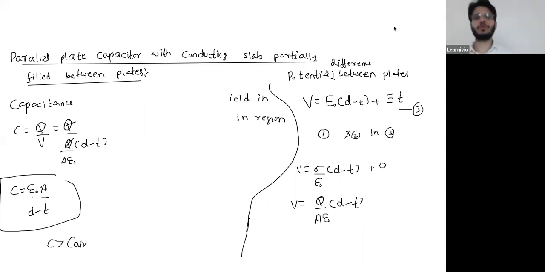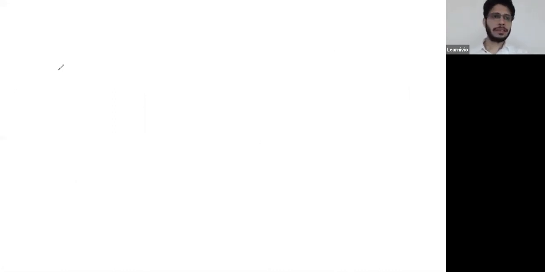So whatever you do, you can substitute a dielectric fully between the plates, or you can place your dielectric partially, or you can put a conducting slab inside your capacitor. In all cases, capacitance will be greater than that of free space. So can I erase it now? You all were correct.